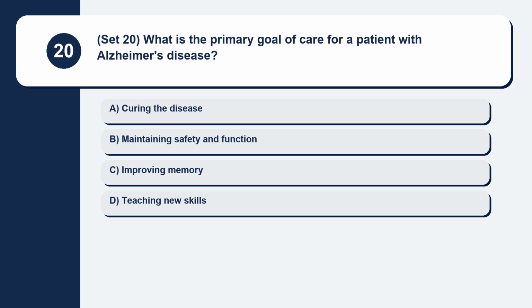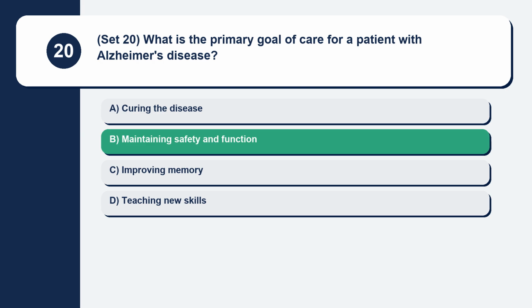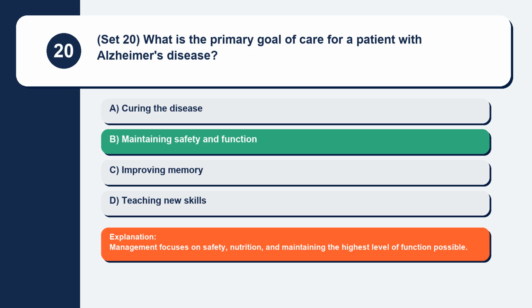Question 20. Set 20. What is the primary goal of care for a patient with Alzheimer's disease? Curing the disease, maintaining safety and function, improving memory, teaching new skills. Management focuses on safety, nutrition, and maintaining the highest level of function possible.